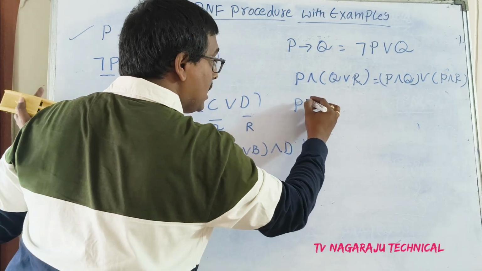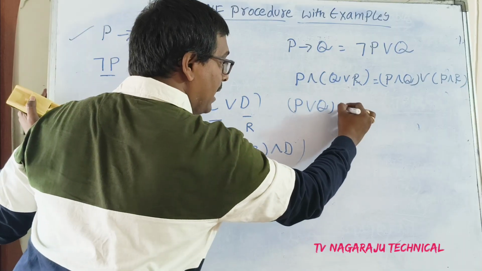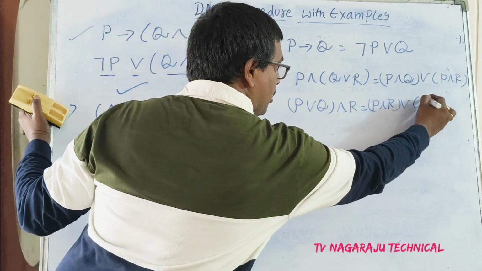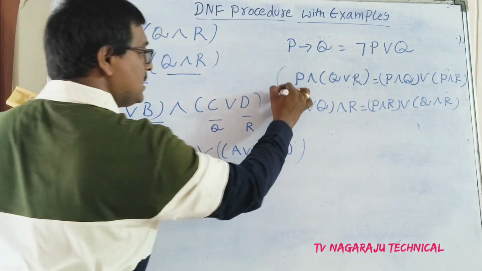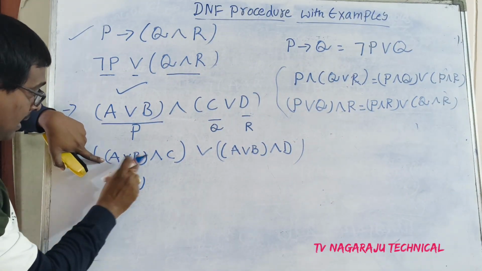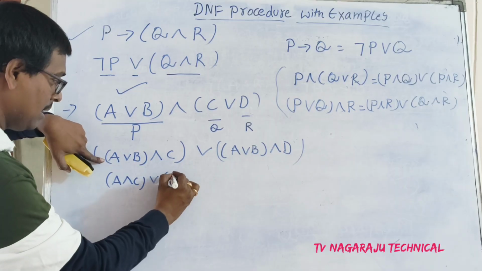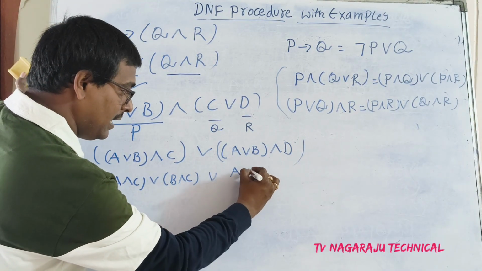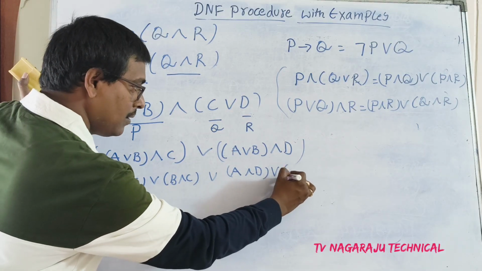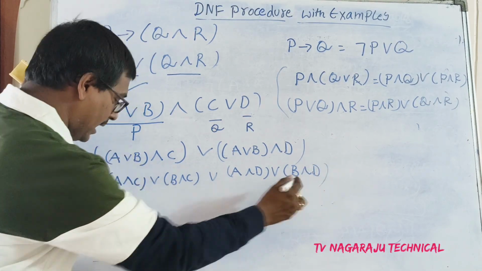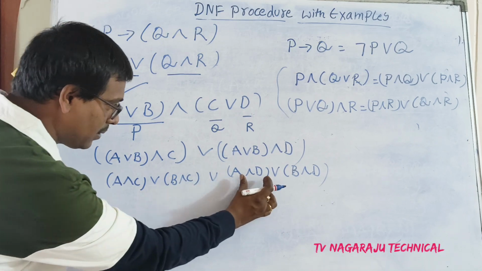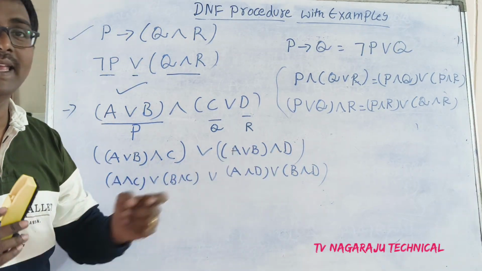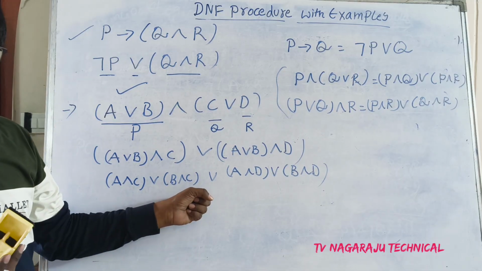Now here again AND over OR. So A and C. If you know the distributive law carefully, again I will write: P and (Q or R) is equal to P and Q or P and R. Or suppose (P or Q) and R is P and R or Q and R. This is the distributive law. Similarly, A and C or B and C, or A and D or B and D. Now observe, this is a product term, product term, product term, product term. In between we have OR terms. Now you are getting DNF. Clear?